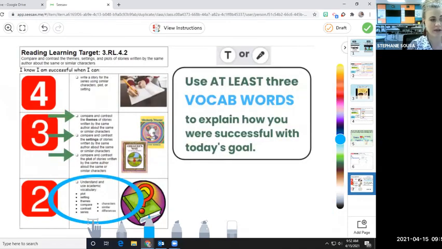On slide 7, as always, you will use the typing tool or the microphone to use vocabulary words to explain how you know you were successful with comparing and contrasting themes between similar texts.